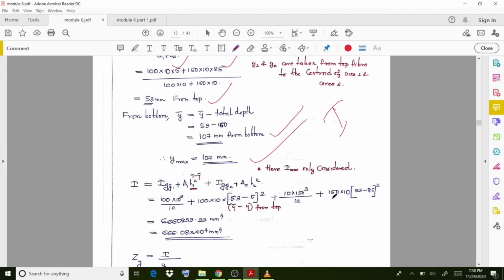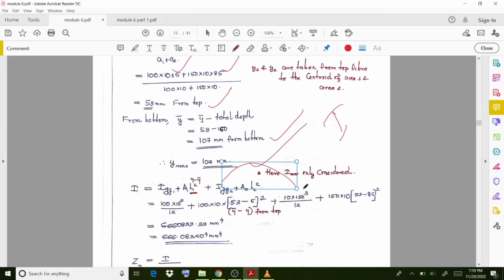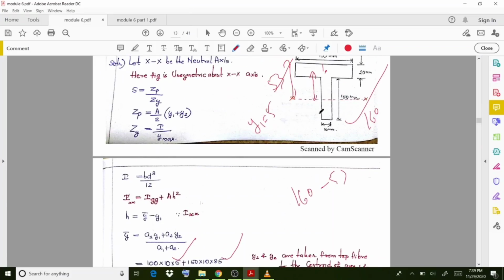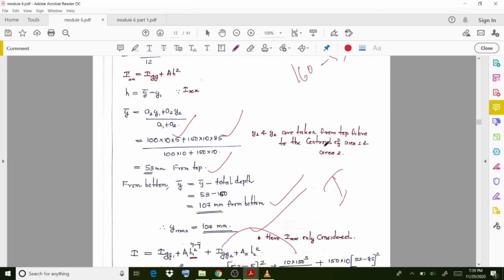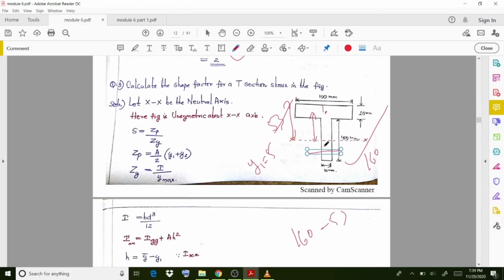And A2 also, in the same way you can calculate this value, 10 multiplied by 150 cube. You are taking the axis parallel to the x axis, that is 10 multiplied by 150 cube by 12. And if you are taking from either the top or the bottom, you can consider. If you are taking from the bottom, then what about the values? It is going to be up to here, 107. Center of gravity, it is going to be 75.